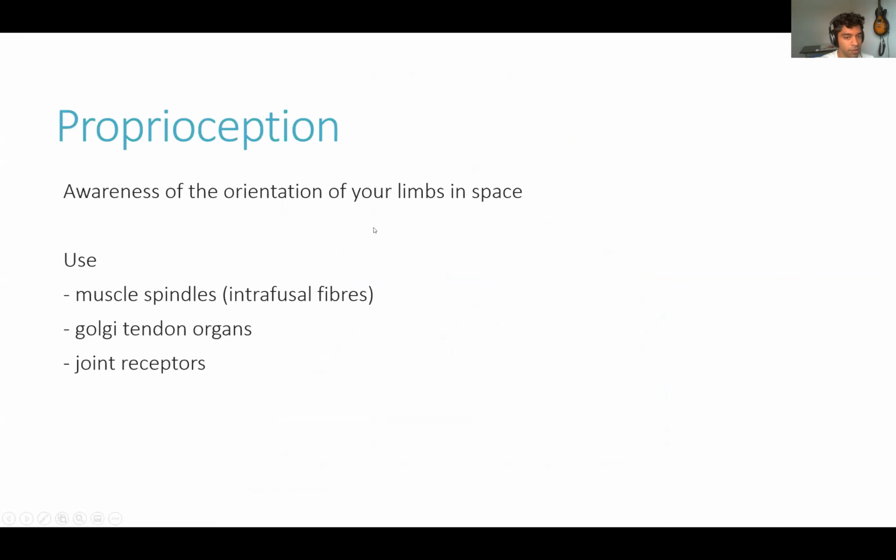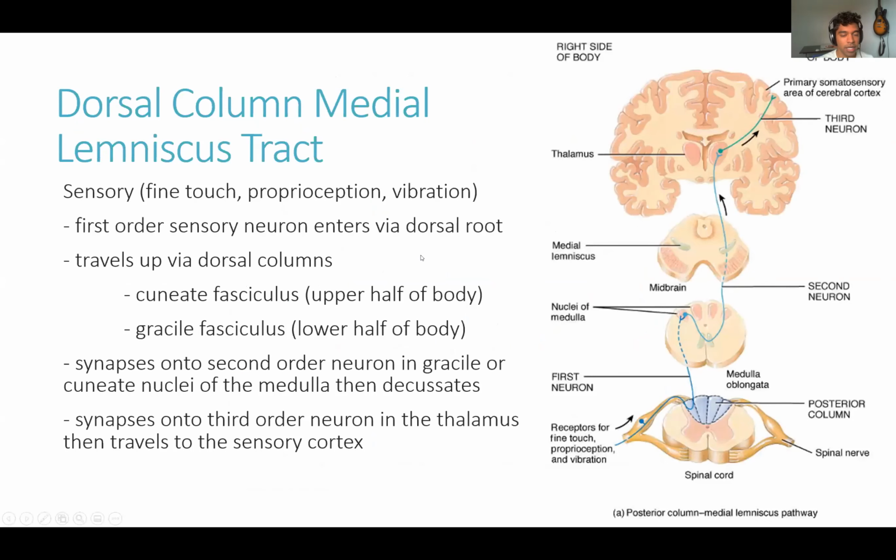Proprioception is awareness of the orientation of your limbs in space. So they use muscle spindles, Golgi tendon organs, and joint receptors to be aware of your limbs. The dorsal column medial lemniscus tract is another tract that we need to know. So it's the sensation of fine touch, proprioception, and vibration. Those are the main things that the dorsal column medial lemniscus tract senses.